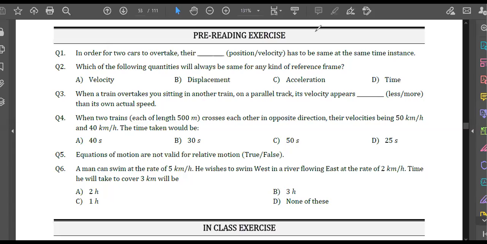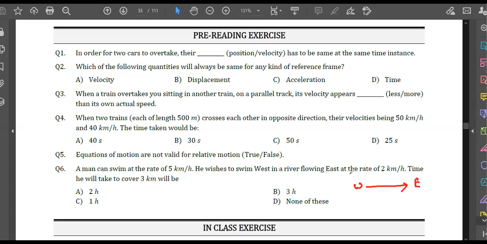So question number 6. I hope all of you remember the concept. This is speed of man, which is 5 km per hour. And this is your west. This is your east.